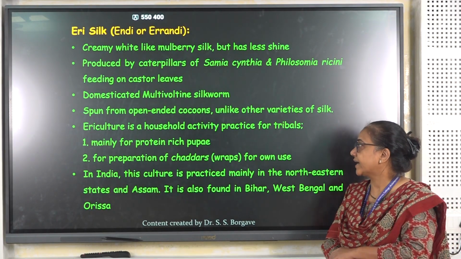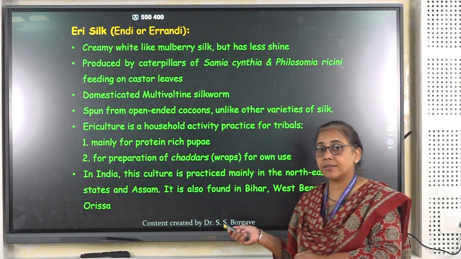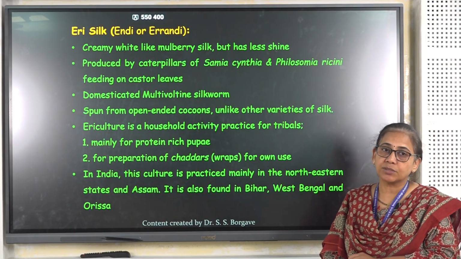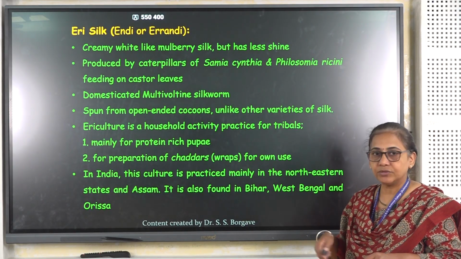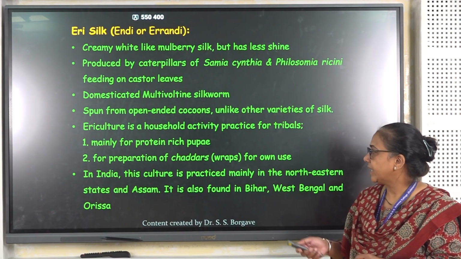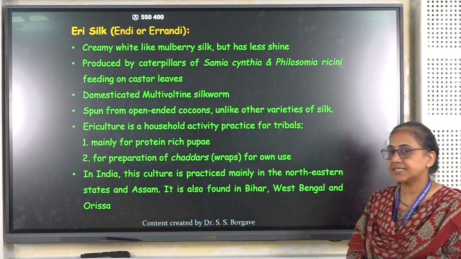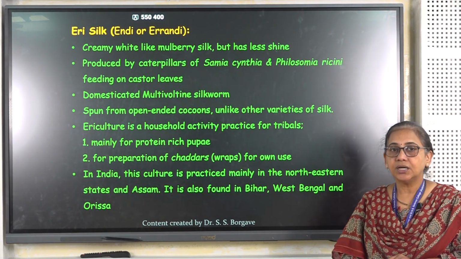Sericulture is a household activity practiced by tribal people, mainly because they eat these cocoons as they are rich in proteins, and they are also used by these tribal people for making chadars or wraps for their clothing purposes. In India, this sericulture is mainly practiced in the north-eastern states and Assam. So they are found in Bihar, West Bengal and Orissa.